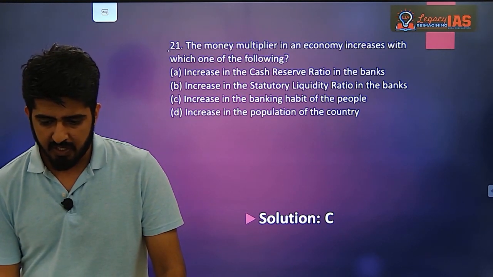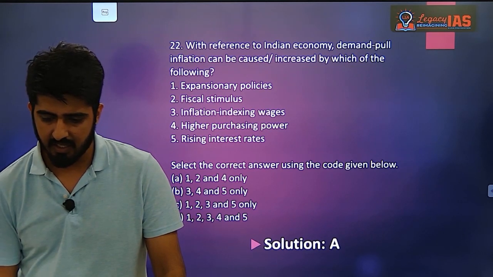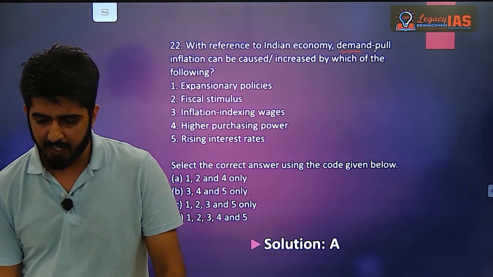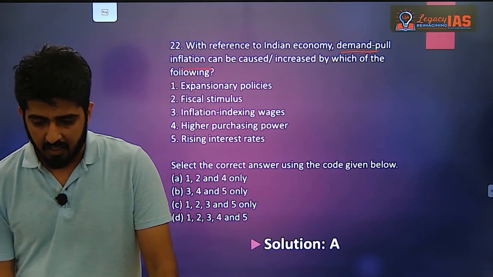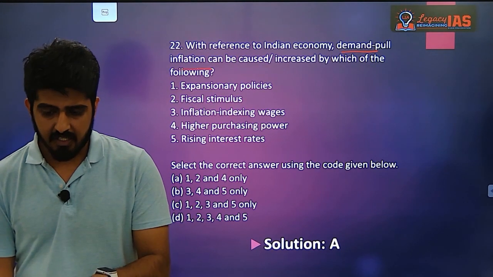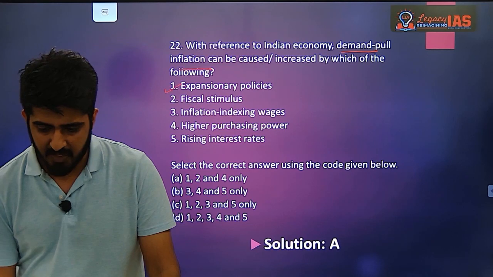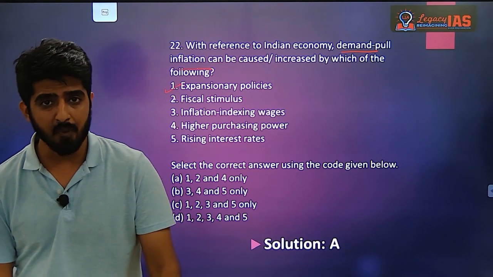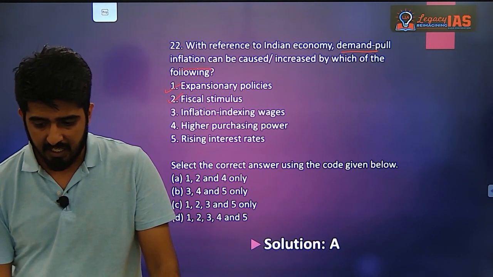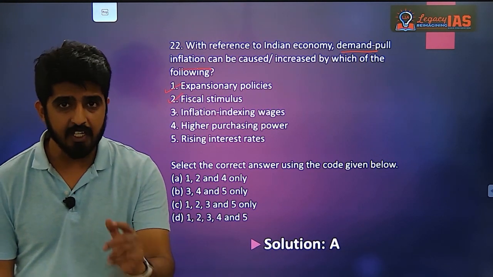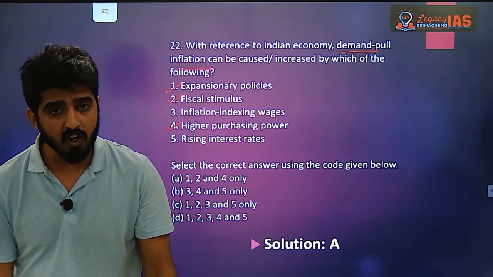So the first question, that is the 21st question related to economy, is that of demand pull inflation. It's quite an easy question, a direct question I would say. So what are all the factors which would lead to demand pull inflation, right? The first one is expansionary monetary policy or expansionary policies, either the fiscal policy or the monetary policy. That would be right. Fiscal stimulus is right. Inflation indexed wages, while you might have the doubt, 4 would be correct for sure. 1, 2, 4 are surely right.